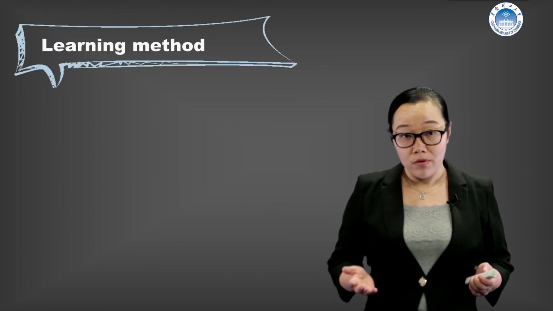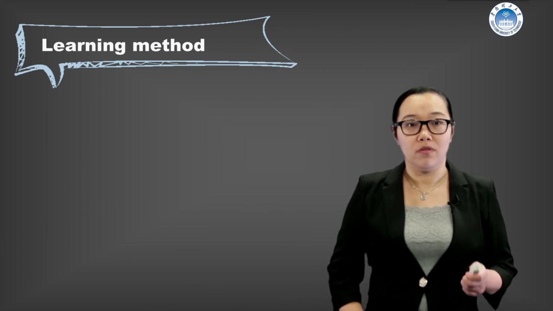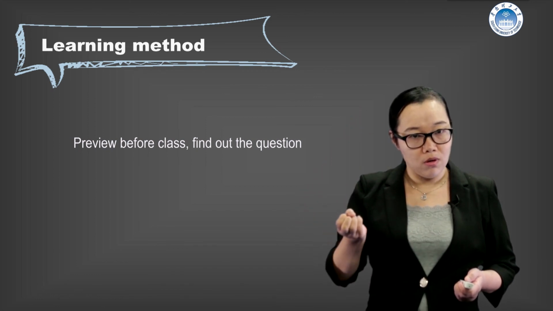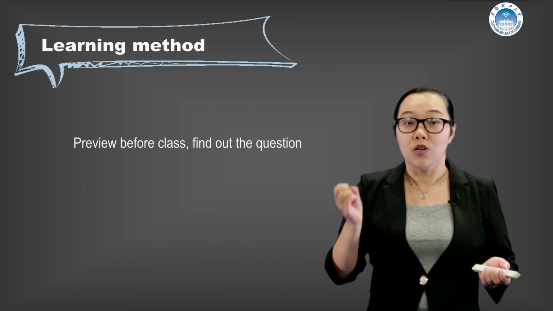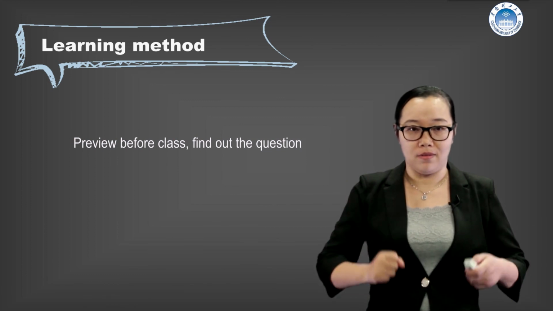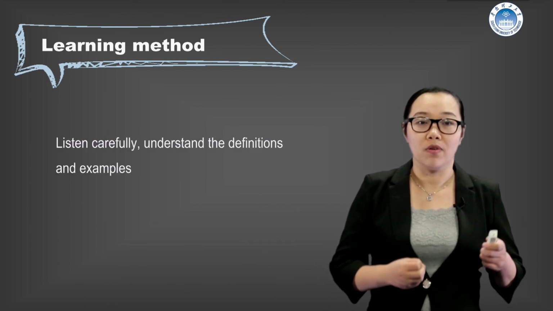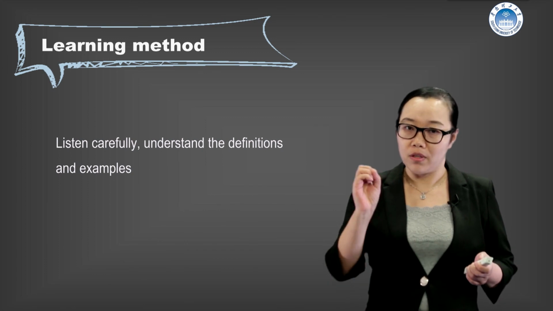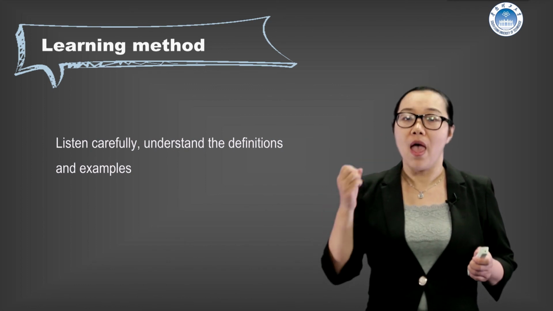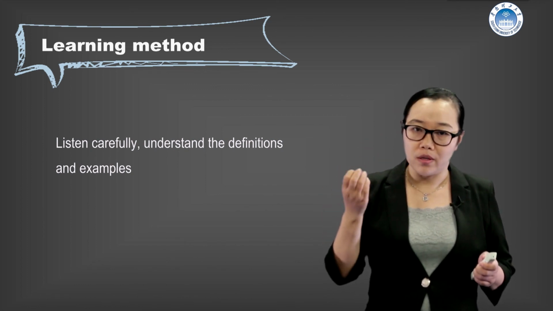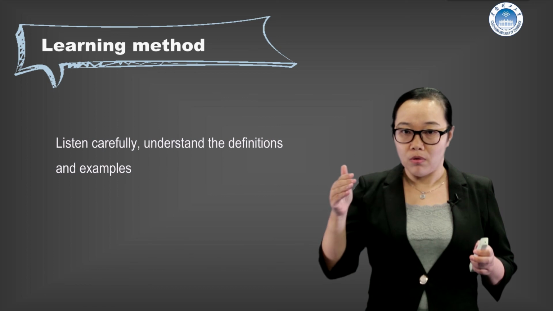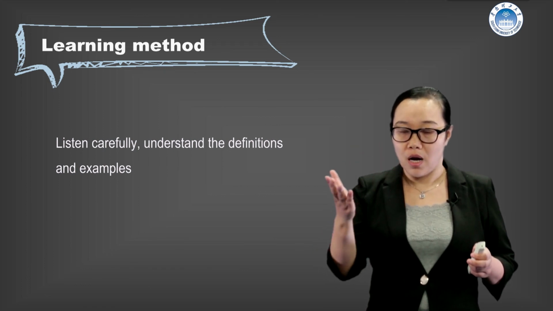How to learn? I will tell something about the learning method. For example, before class, you should preview. In your mind, you should know what you know and what you don't understand. Try to find some questions in your book. Using the questions, go to the class, and then listen carefully in the class. Understand the definitions and examples. Especially for the definition, pay attention to every word, every letter, every symbol, and then you will know how to do the example. The example, what is our given condition? What is our result?